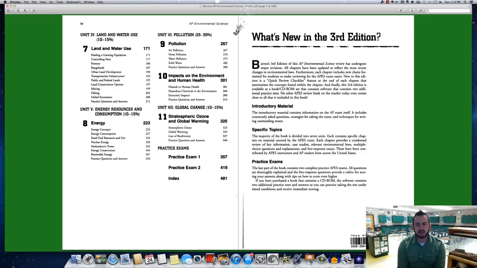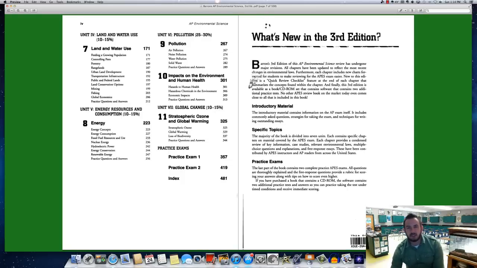When they're looking at these percentages, they're looking at the multiple choice section specifically. So that's air pollution, noise pollution, water pollution, thermal pollution, all those different types of pollution, as well as the impacts on the environment and also on human health. Pollution and human health go hand in hand in that section. Unit 7 is on global change. That's the last portion. That's 10 to 15% of the exam, looking at ozone depletion, global warming, and all the things that stem from that. So that's the glimpse of the chapters of the book.